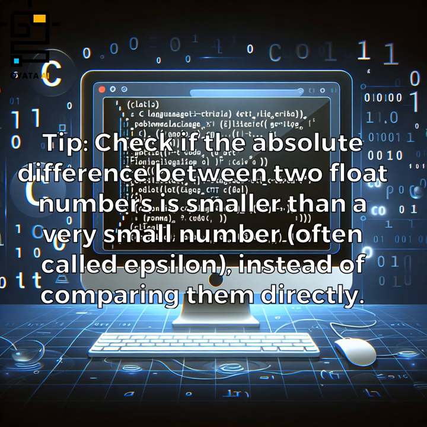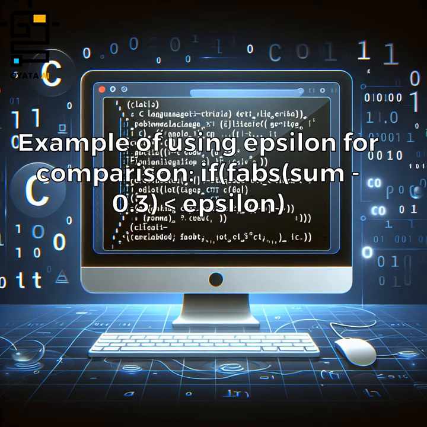Tip: check if the absolute difference between two float numbers is smaller than a very small number, often called epsilon, instead of comparing them directly. Example of using epsilon for comparison: if fabs(sum - 0.3) < epsilon.